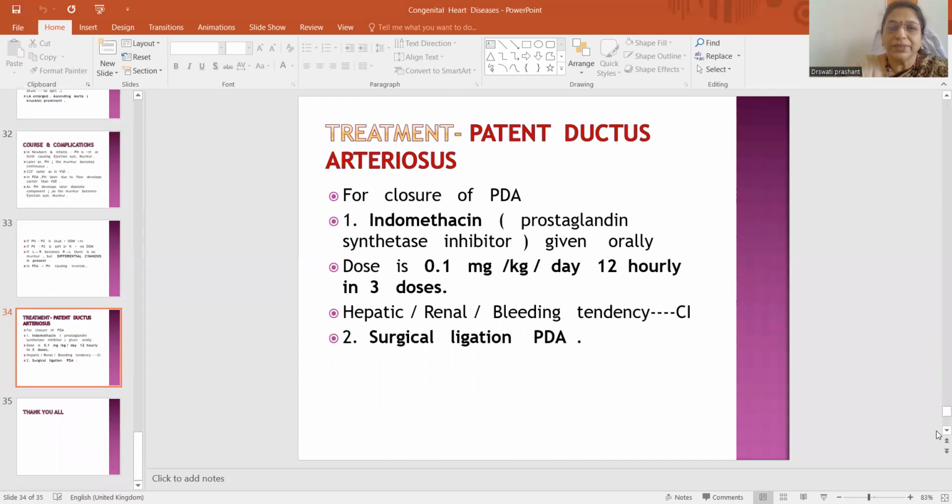So this is regarding PDA, VSD, and ASD. These are the three common left to right shunts commonly seen in children, leading to congestive cardiac failure, repeated chest infection, and failure to thrive.